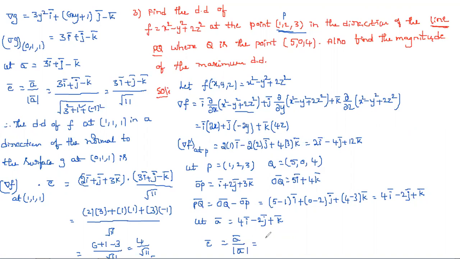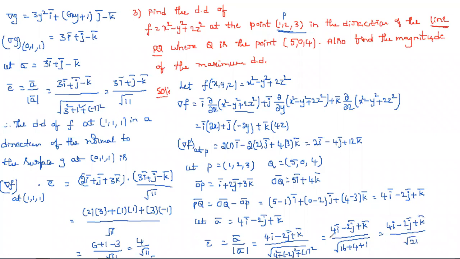So a bar is nothing but 4i minus 2j plus k by square root of 4 squared plus minus 2 whole squared plus 1 squared. Simply, we get 4i minus 2j plus k by square root of 16 plus 4 plus 1. So this is nothing but 4i minus 2j plus k by root 21. Now you need to find the directional derivative, right?